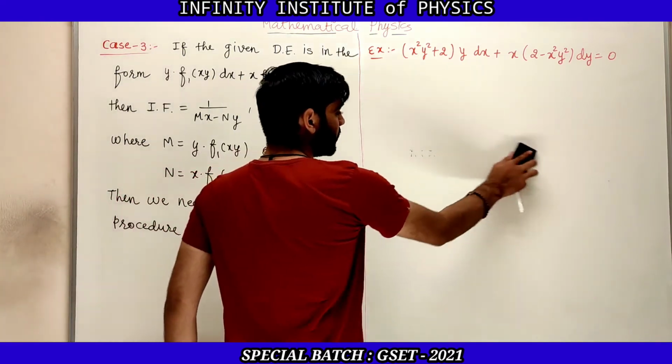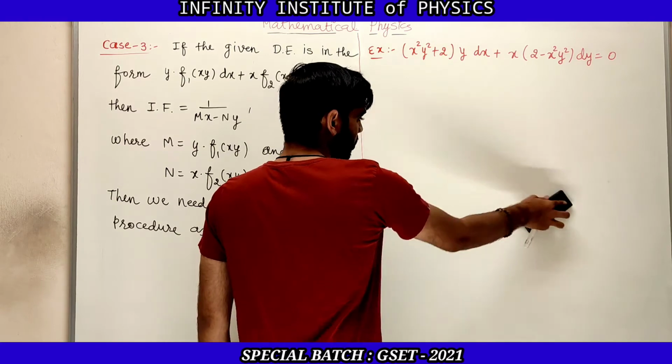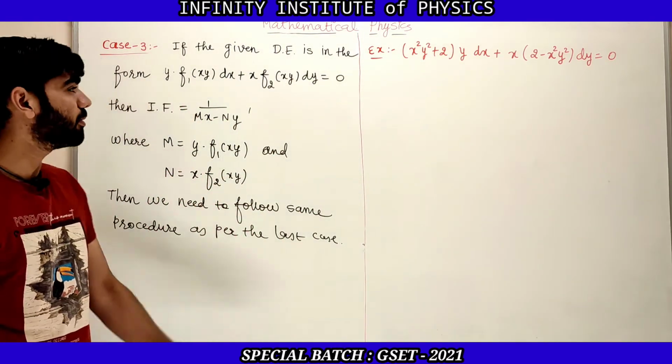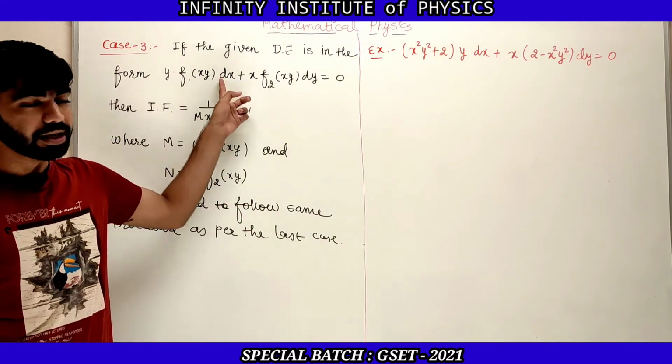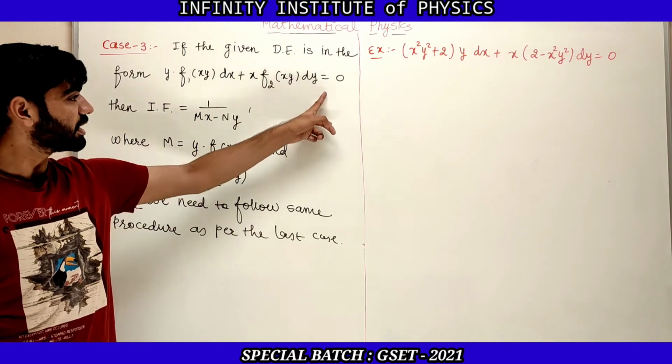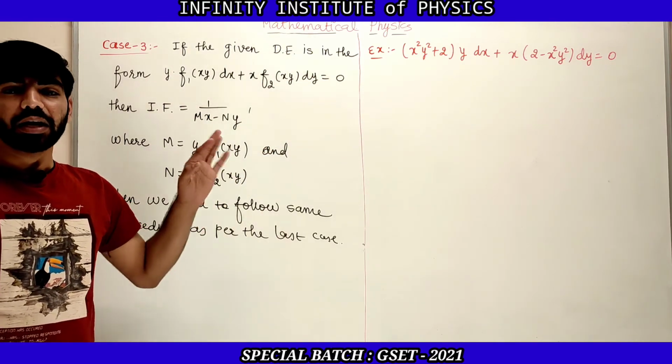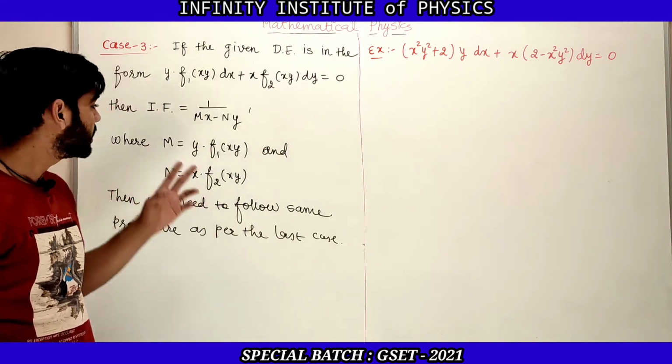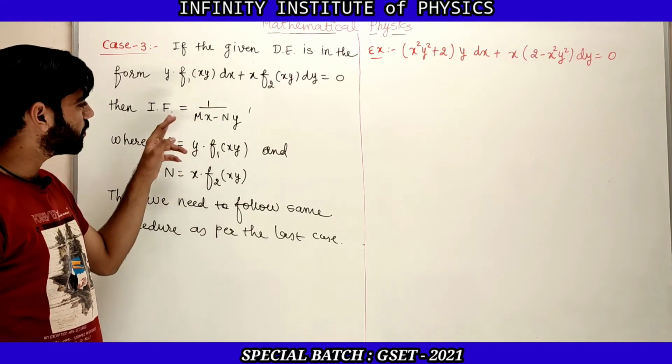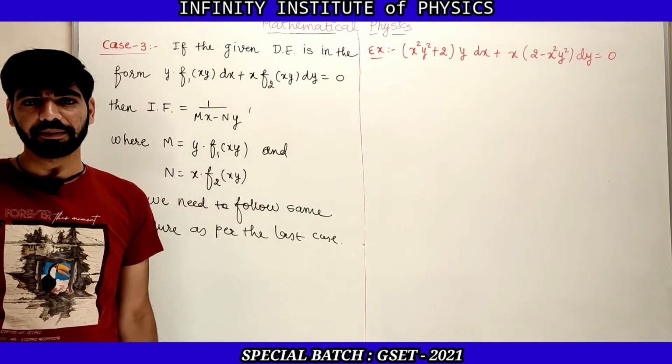So whenever we have a differential equation in the form of y f1(xy) dx plus x f2(xy) dy = 0, and if it is non-exact, then the integrating factor will be 1 upon (mx minus ny).